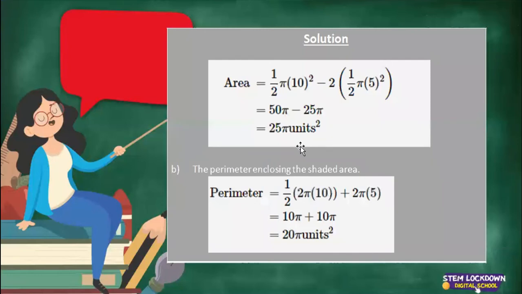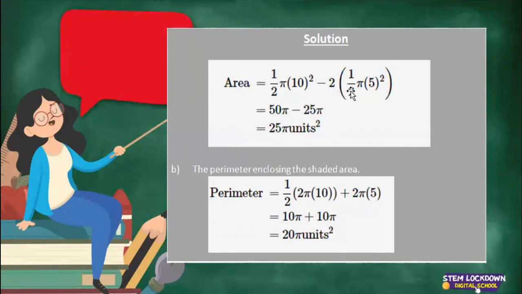So the area equals half times pi times 10 squared for the big semicircle. 10 squared is 100, half of 100 is 50, so we have 50 pi. And for the small semicircle, the radius will be 5, so 5 squared is 25. So you're saying half times pi times 5 squared, because half pi r squared is the area for one semicircle. You are multiplying by 2 because there are 2 semicircles.